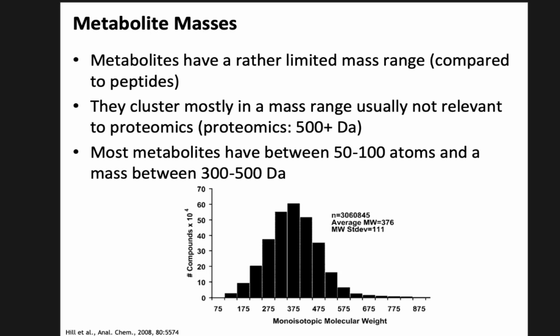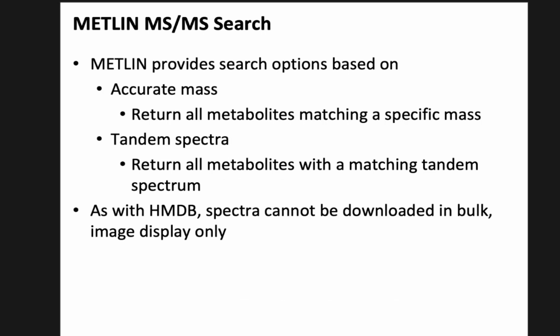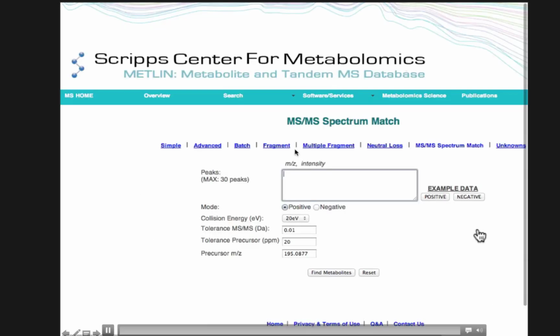So when we try to do a search in these databases, like with MetLin, there are options based on accurate mass and on tandem spectra. With MetLin, if you do such a search, what would it do? Well, all the input data you can already gather from this form. It would ask for peaks, and it would ask for a max of 30 peaks. So you manually paste the masses in there. You have to decide whether this is positive or negative mode. Why is that important?